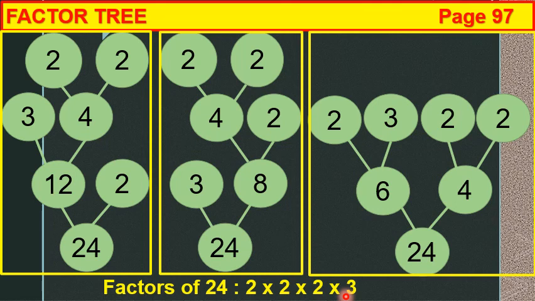Children, even if you draw 3 different factor trees for 24, the factors of 24 will always remain the same. That is, the factors of 24 are 2 multiplied by 2 multiplied by 2 multiplied by 3. For checking whether my answer is right, multiply and see. 2 2s are 4, 4 2s are 8, 8 3s are 24. So I got 24 back. So my answer is right.